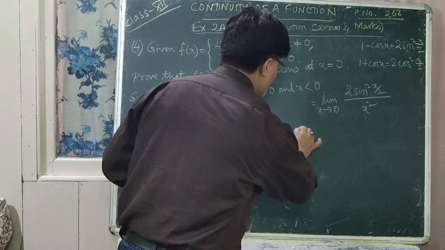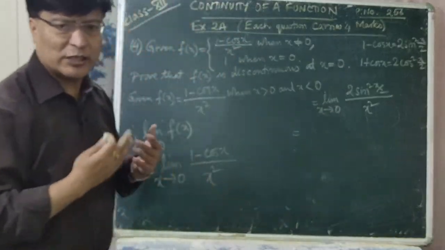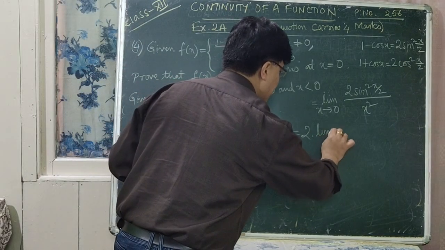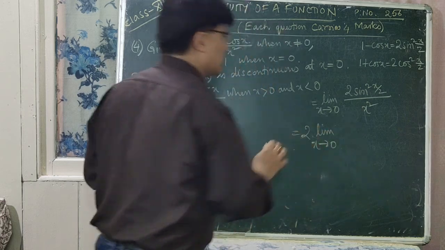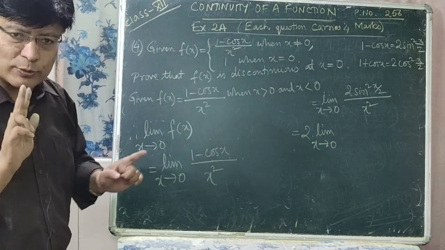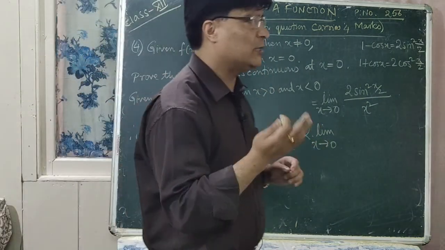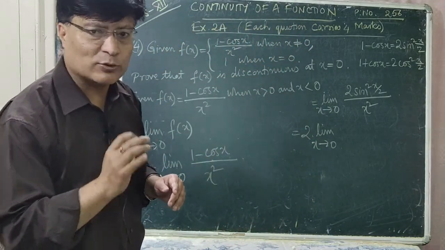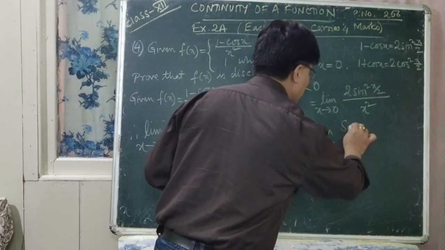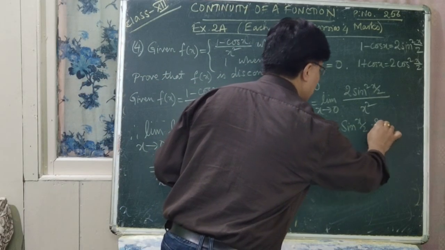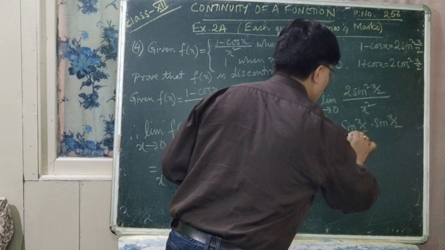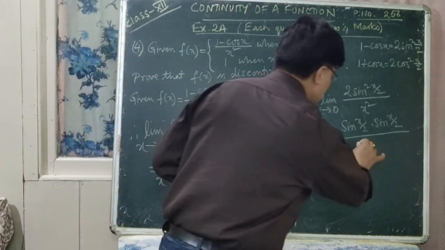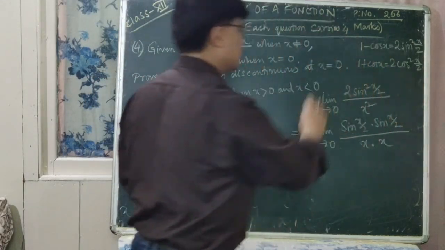Is that clear? So which is equal to, now this 2 is constant which is free from x, so you can write it outside the limit. So 2 into limit x tends to 0. Okay, now sin square x by 2 can be written twice, just like a square is a into a, so likewise sin square x by 2 is sin x by 2 into sin x by 2. So let us write here, it is sin x by 2 into sin x by 2 divided by, similarly x square can be written as x into x.